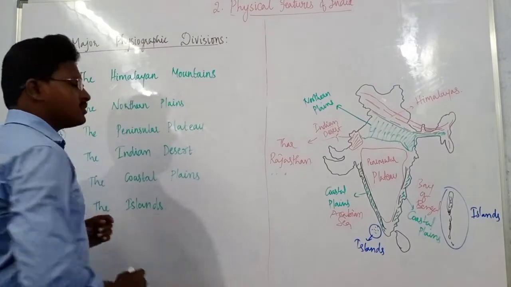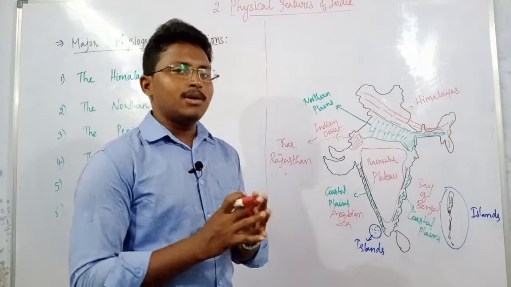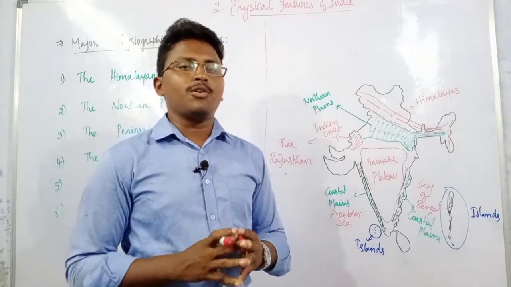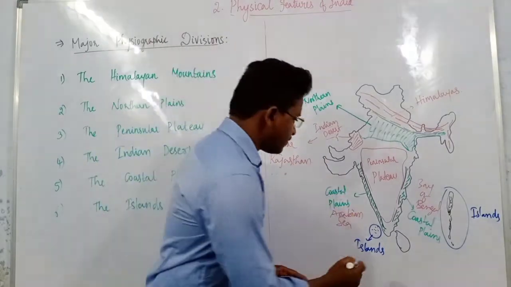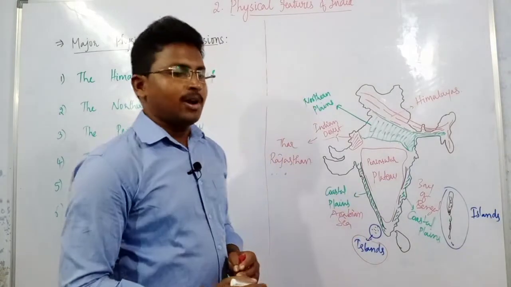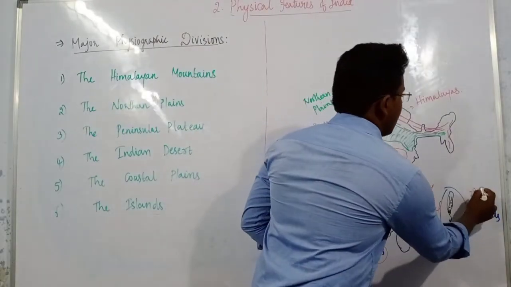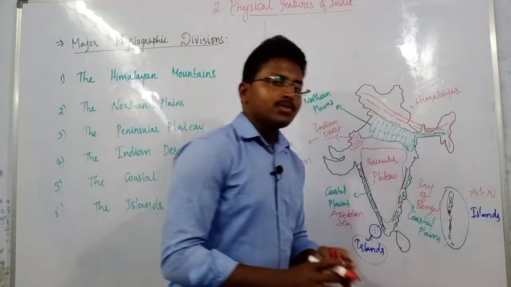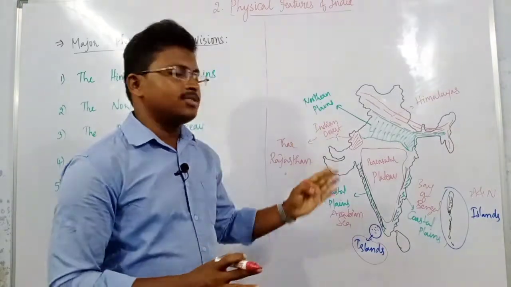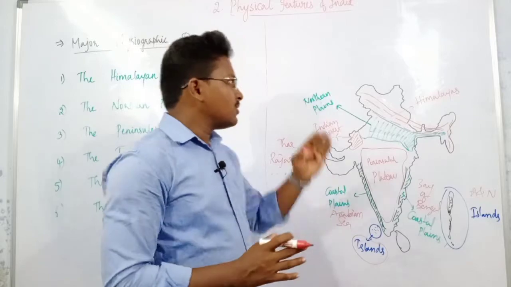When it comes to the islands, we have different types of islands in our country, but mainly two groups of islands. On the southwestern part of India we have the Lakshadweep Islands. On the southeastern part of India we have the Andaman and Nicobar Islands. So these are the major physical divisions of our country India. In detail we will discuss them one by one.